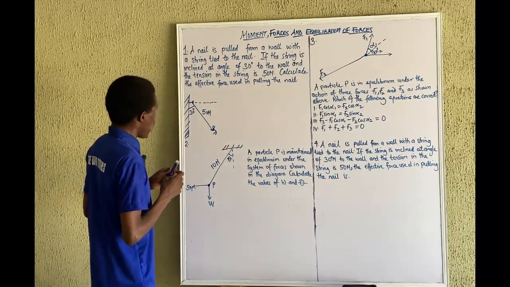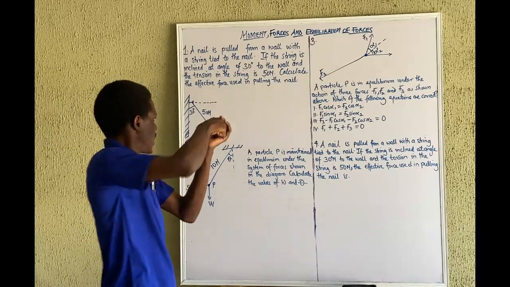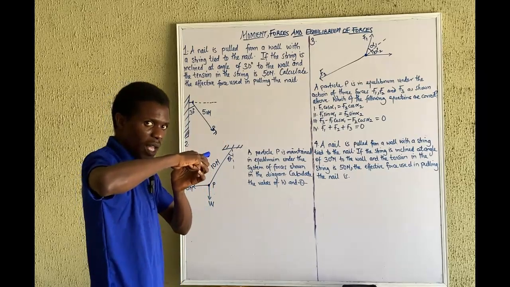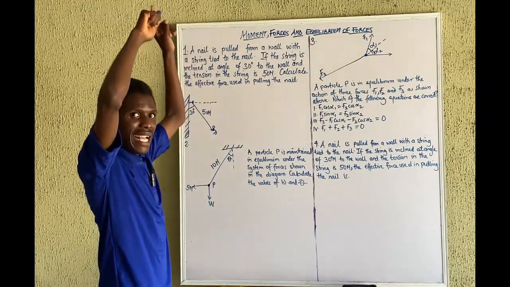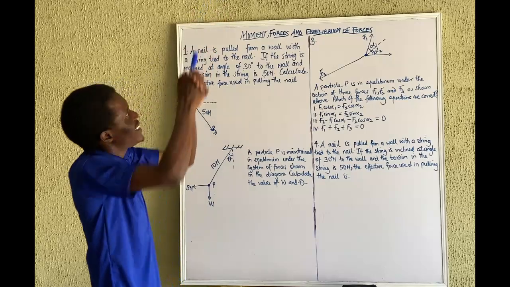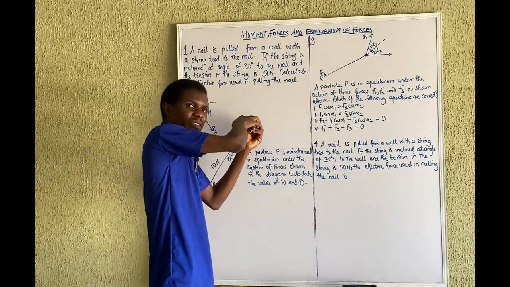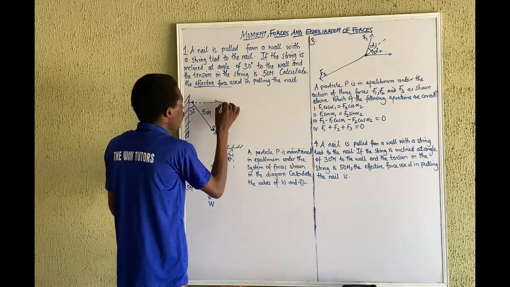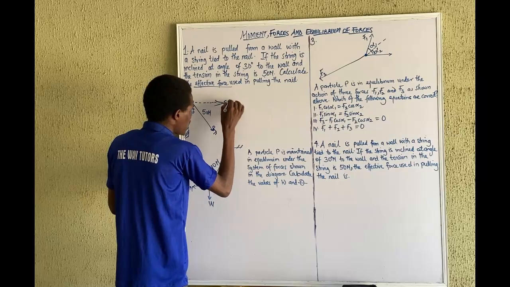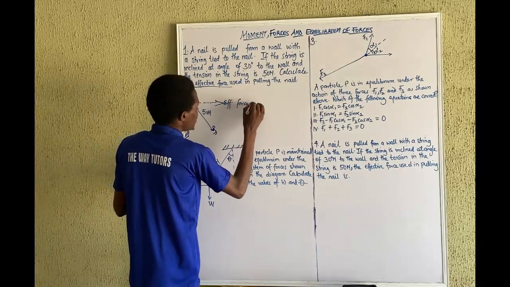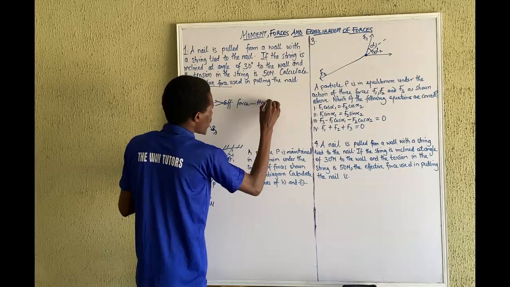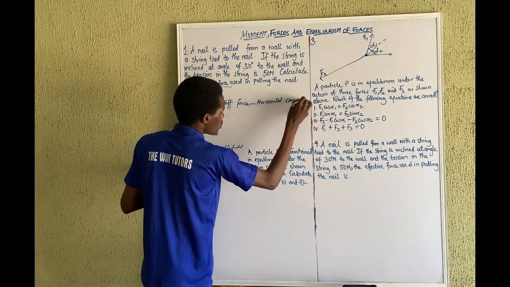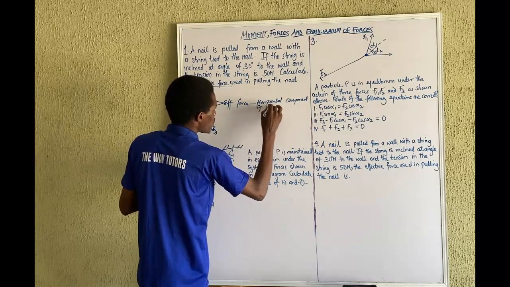This is what I'm saying. If I want to remove something like this, I'll pull it vertically out. But because the nail happens to be higher than the person, it has to be pulled like this. But in the real sense, what you want to achieve is to pull it out. So the effective force is the force that will bring it out like this. Effective force, which is the horizontal component of the tension.